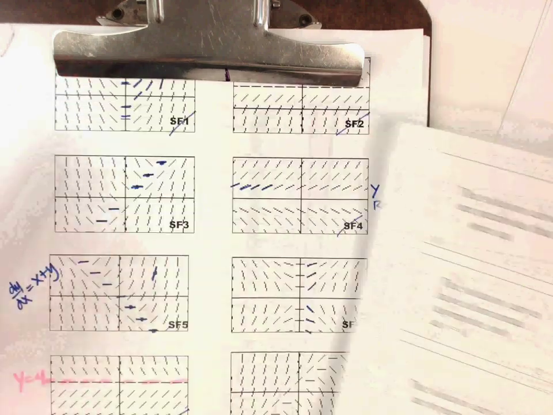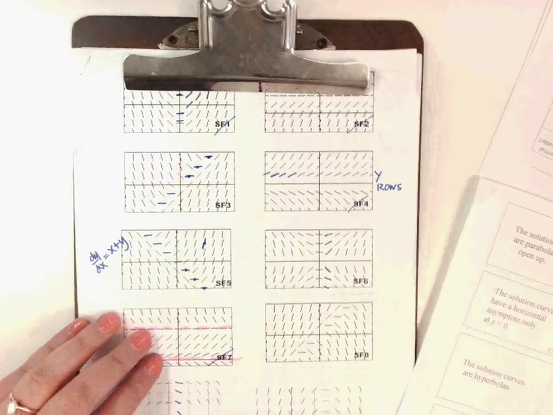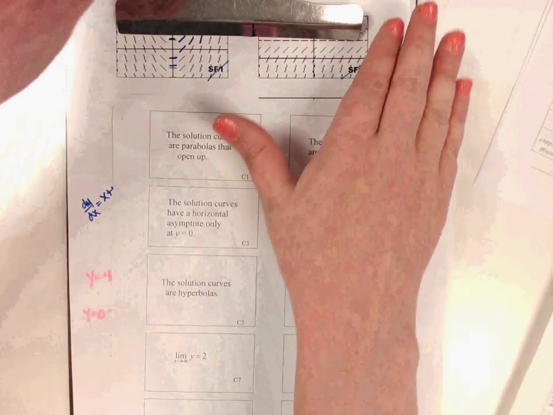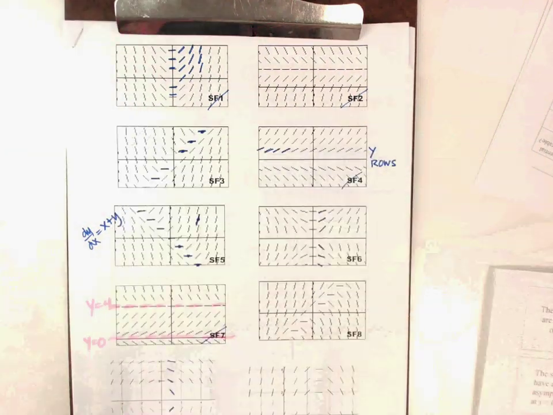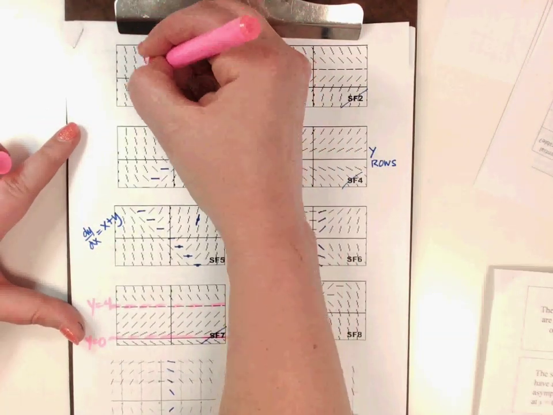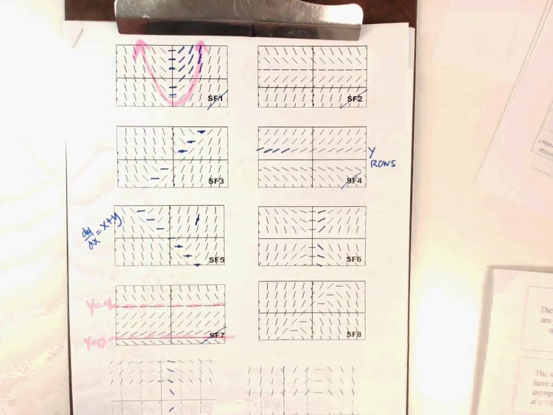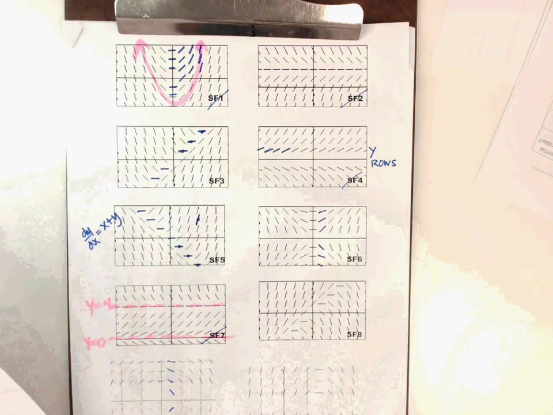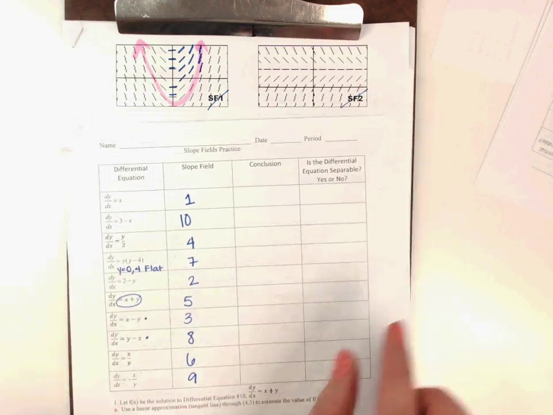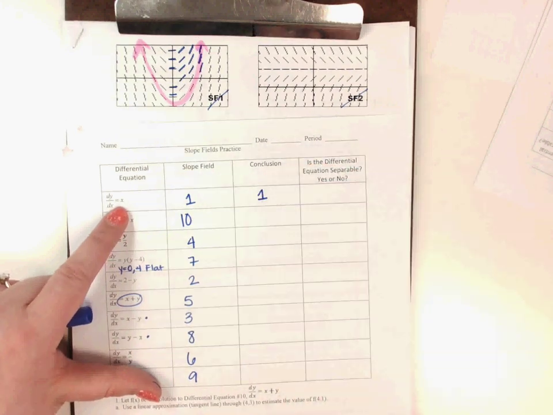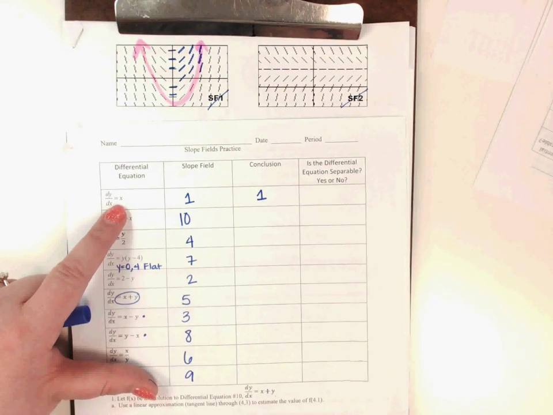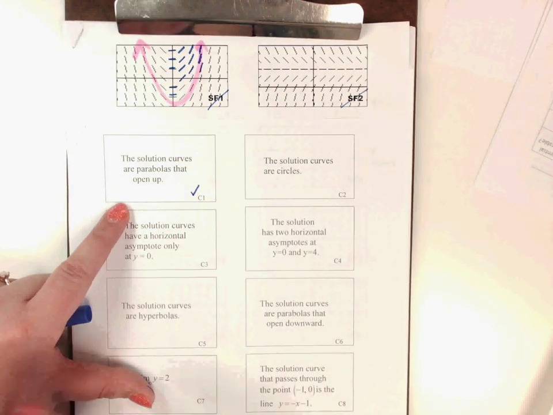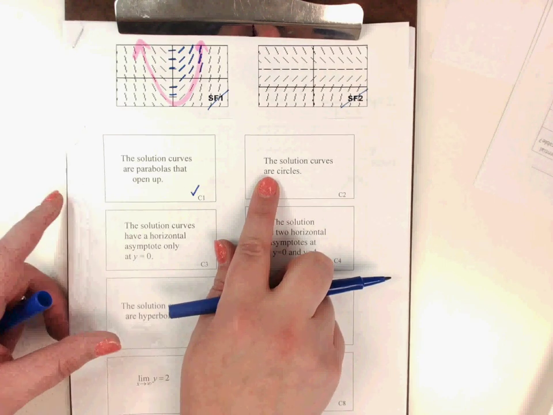Okay, look at your graphs. Which graph has solutions that are parabolas that open up? SF1, because when I connect the dots, okay, what shape did that make? A parabola that opens up. So what I'm going to do is conclusion 1, I'm going to write next to slope field 1. Got it? Okay, the next conclusion, so I'm going to put a little check here. I found conclusion 1.